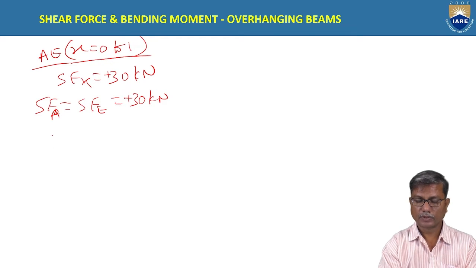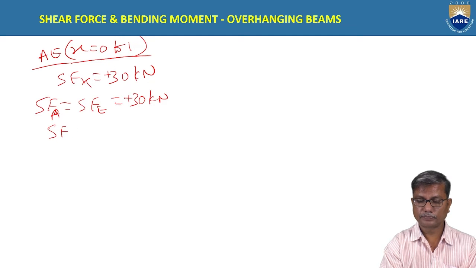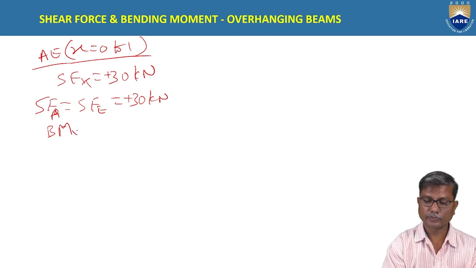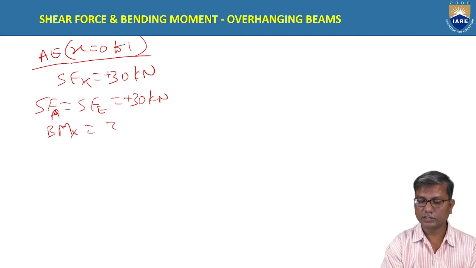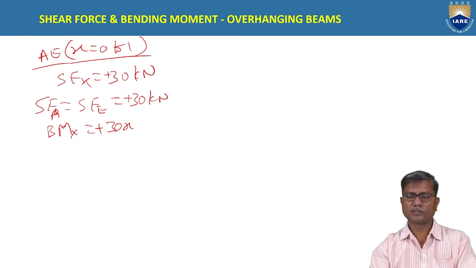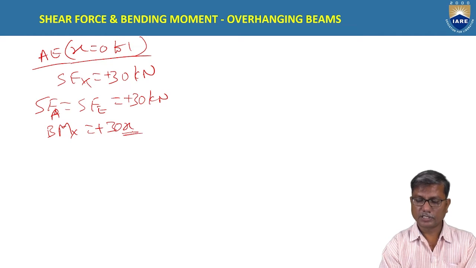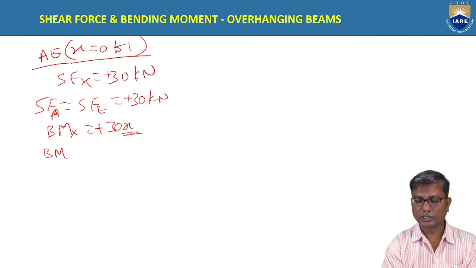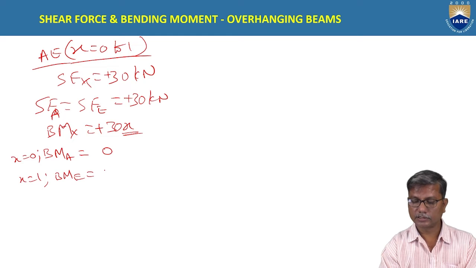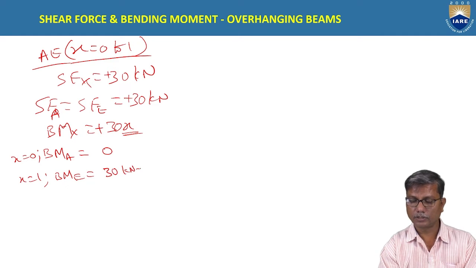Coming to bending moment, bending moment at section x is RA into x, that is 30 into x. It is also positive because it is a sagging moment, and it depends on x. You can observe that. So bending moment at A, that is at x equal to 0, is 0. And at x equal to 1, bending moment at E is 30 kilonewton meters.